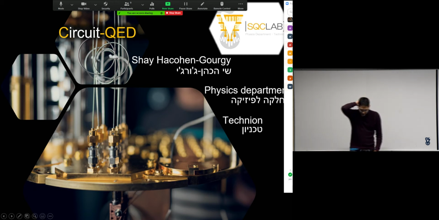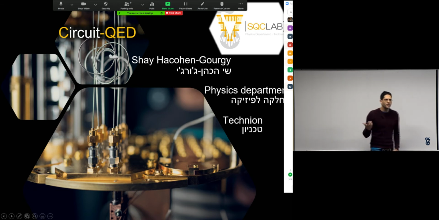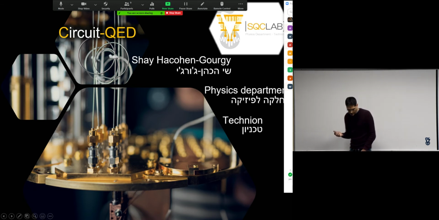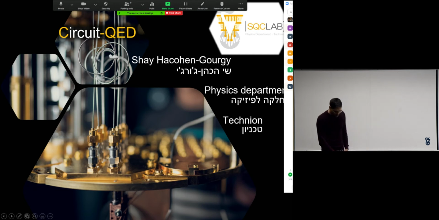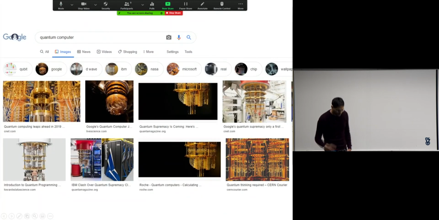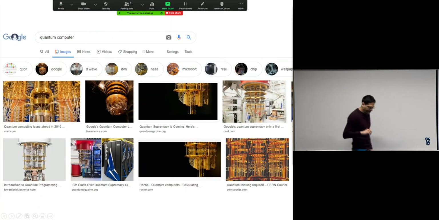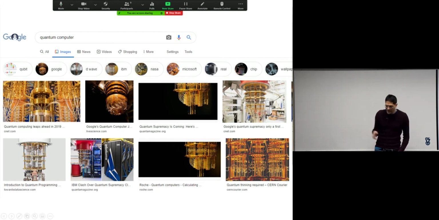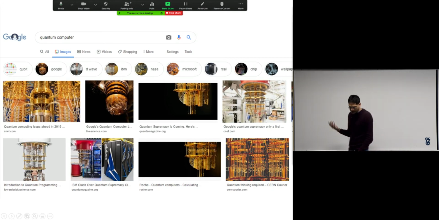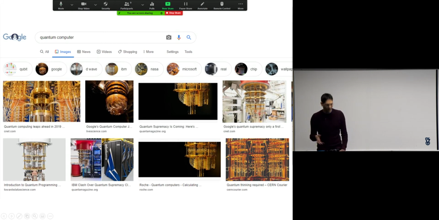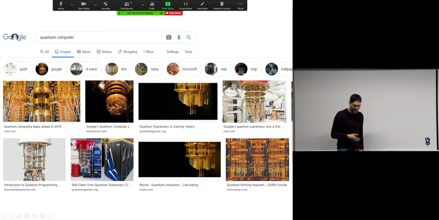So I'm going to start off with the circuit QED. And usually when I give the talk about circuit QED, I start off with this slide over here. The next one, not this one, the next one. Okay. And the purpose of this next slide, this is just a Google image search, where you type quantum computer, and this is what you get.